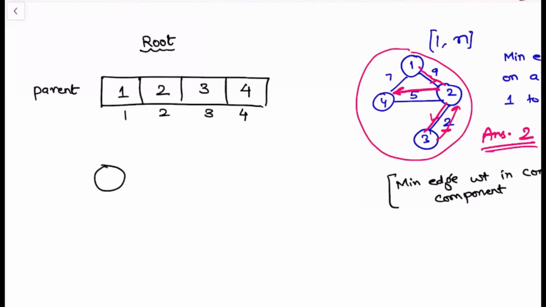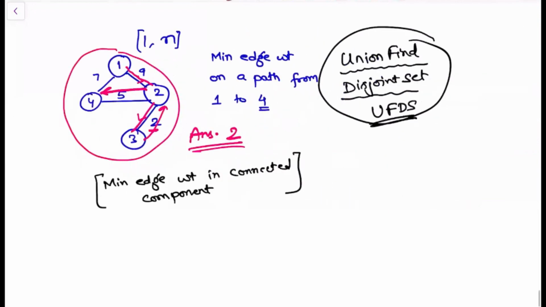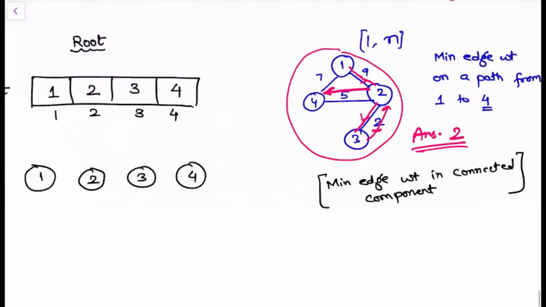Visualization wise, you will visualize it like this. 1 is a node, 2 is a node, 3 is a node, 4 is a node in the graph, and they are not connected to anyone. That means they are independent. That's why we call them disjoint sets for now. So we have four disjoint sets available.